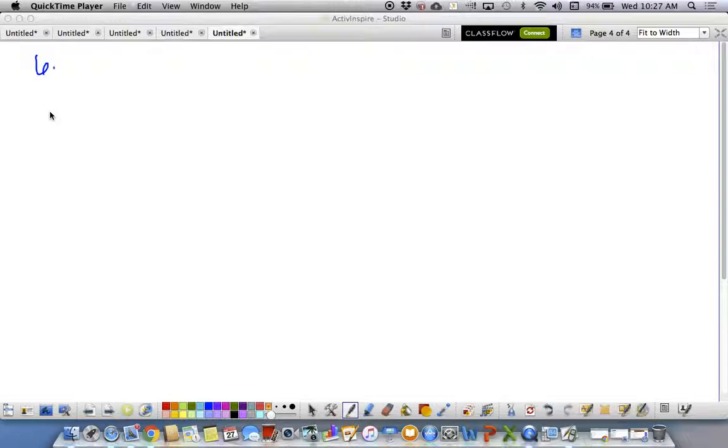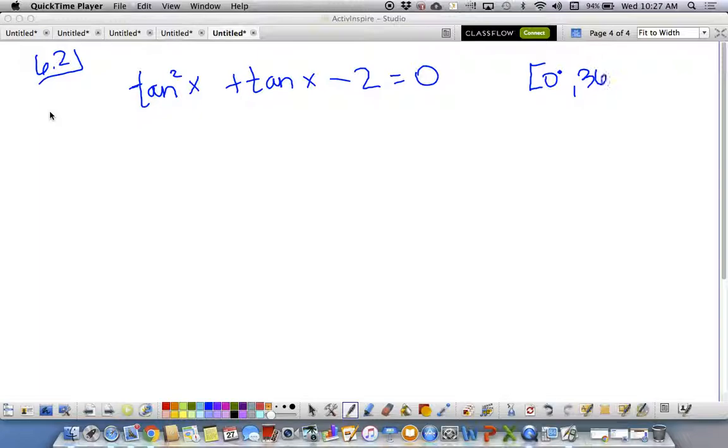So more of 6.2. If you have something such as tan squared x plus tangent x minus 2 equals 0. And over the interval, what if I told you a different interval? Actually, I'm not going to tell you a different interval yet, but I could. I'm going to very soon.